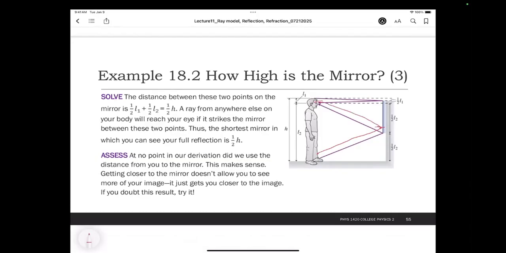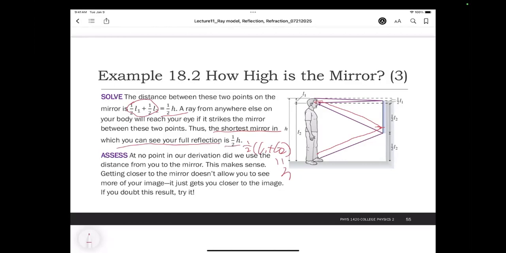Does it make sense to you? Thus the shortest mirror in which you can see your full reflection is half H. Because those two added together is what? Half L1 plus half L2, am I right? L1 plus L2 equals what? H, am I right? So it is half H. So the shortest mirror in which you can see your full reflection is half H.